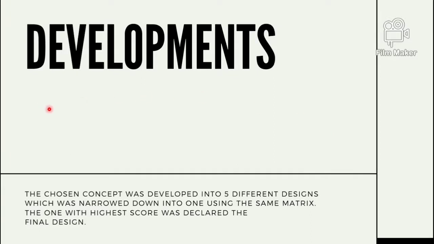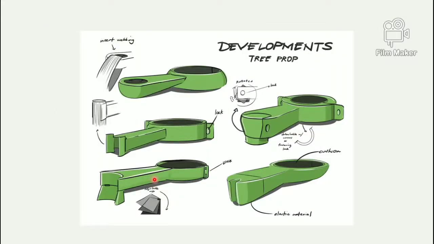I developed it into 5. So these are the developments. Development number 1 is very straightforward. It does not use a stake, instead it uses a webbing. Development number 2 uses a stake, but the stakeholder is not adjustable, so the whole prop is just going to be 90 degrees. It also has a lock.